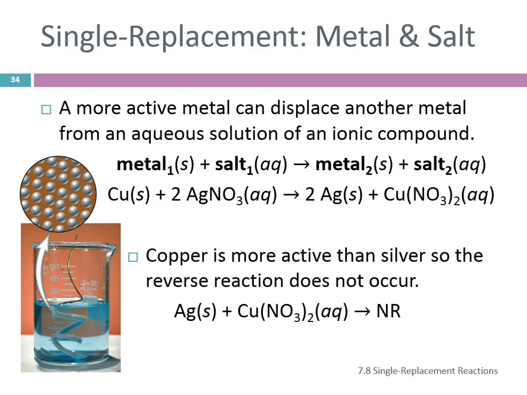So why did we talk about the activity series? Because that helps us to predict whether a single replacement reaction occurs. If the metal that's by itself is more active than the metal that's in the salt, a reaction will occur and the metals will switch places. If it is not more active, then nothing happens.